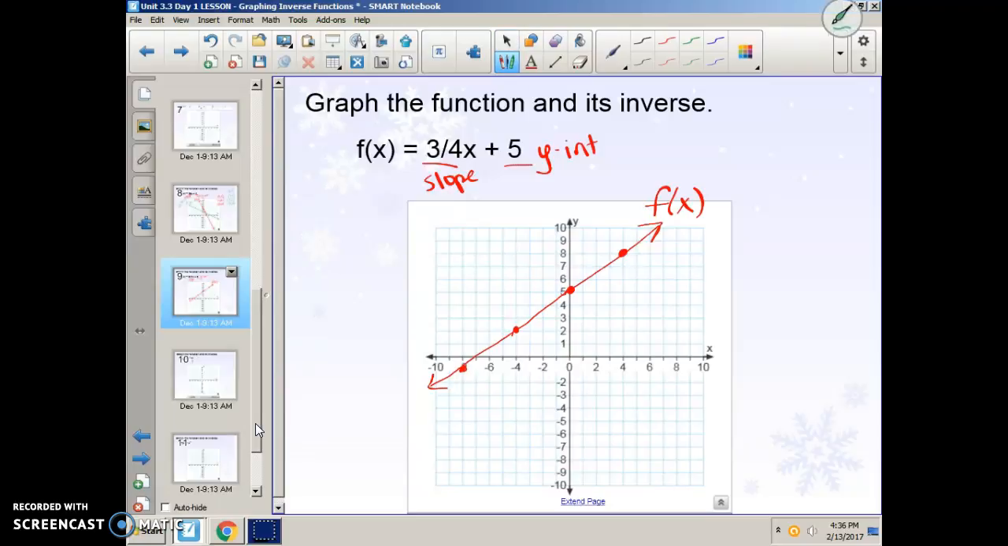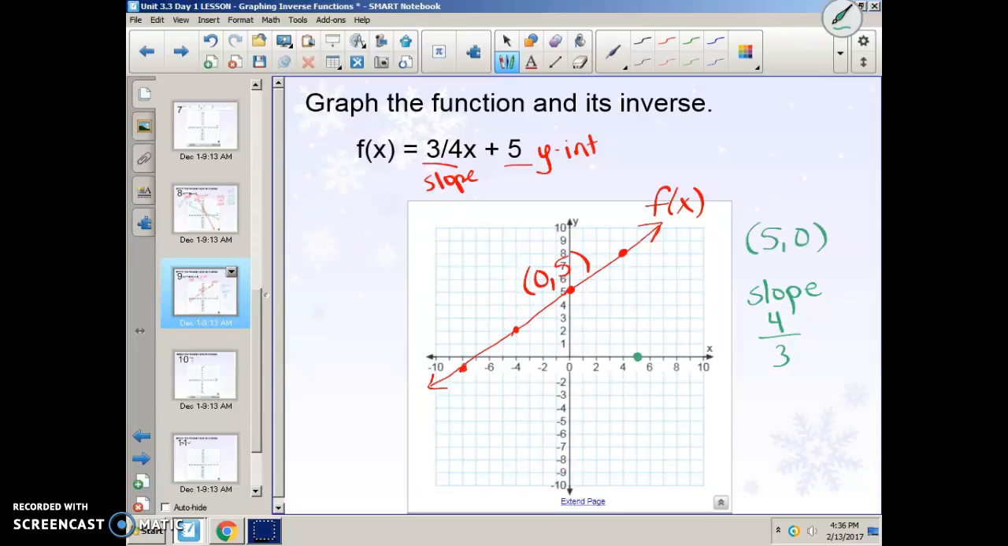To graph the inverse, either take the points and flip them, or start with one and work your way back with the slope. So I'm going to pick this one. This is 0, 5. If I flip it, that's now 5, 0. And I have a slope, instead of 3/4, it's got to be 4/3. So I'm showing you the slope version this time. So 5, 0 is right there.